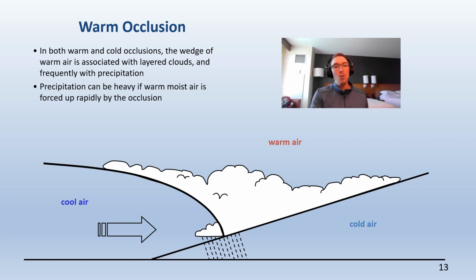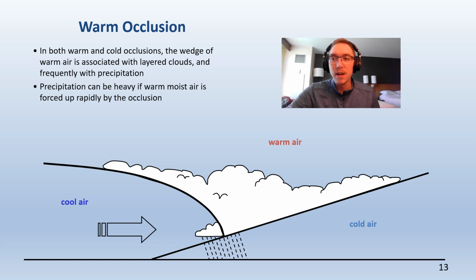So here is a warm occlusion. In both warm and cold occlusions, the wedge of warm air is associated with layered clouds and frequently with precipitation. Precipitation can be heavy if warm, moist air is forced up rapidly by the occlusion.